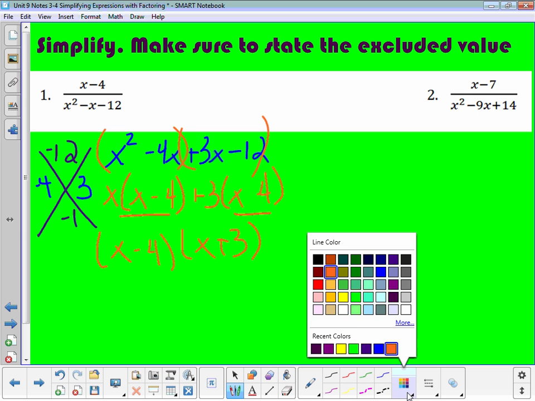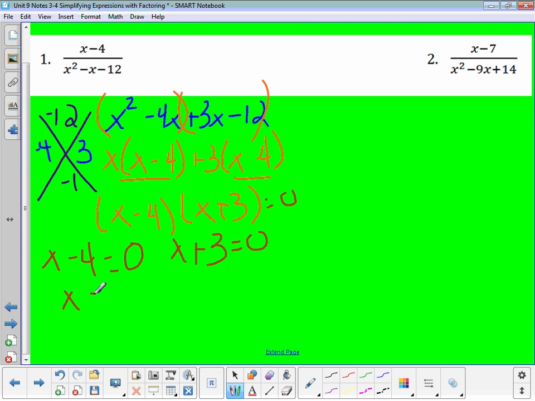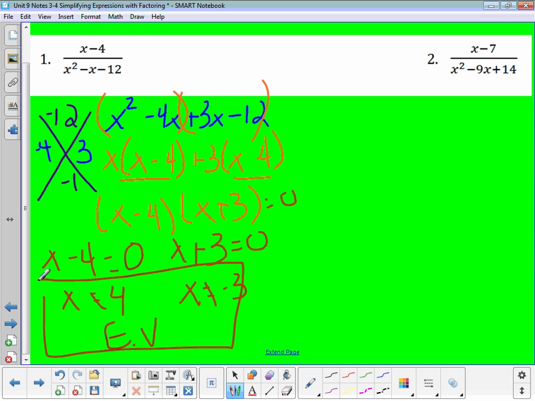First thing I want to do is calculate those excluded values. I'm going to set this equal to 0, which means that both of my factors need to be set equal to 0, and we need to solve them for x. So x minus 4 equals 0 becomes x equals 4, and x plus 3 equals 0 becomes x equals negative 3. So my excluded values are that x cannot be either one of those. That's that for my final answer.